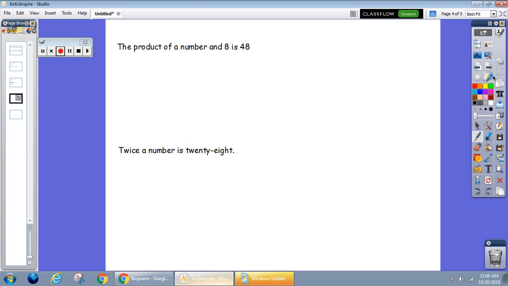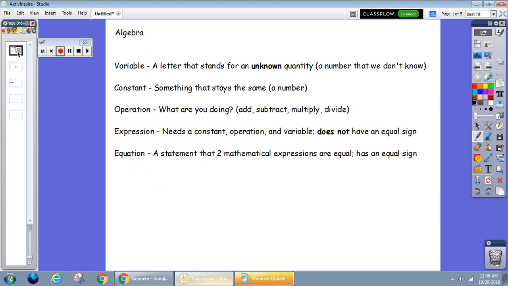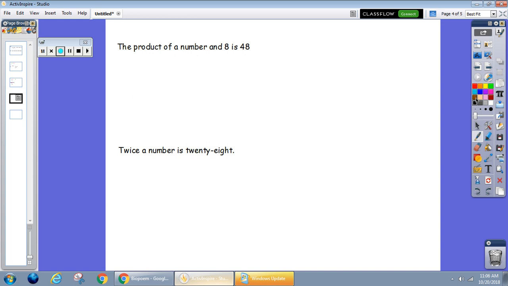The product of a number and 8 is 48. Here's where we start to get into equations. Remember back here we talked about equations do have an equal sign. They tell you that these two mathematical expressions are equal. So we're going to add a whole other highlighter color. All right, let's do our constants first. 8 is a constant and 48 is a constant. The product is our operation, which tells us we're going to multiply. A number is our variable. And now we have something new to look at. The word is. Is where we know we're going to put our equal sign.